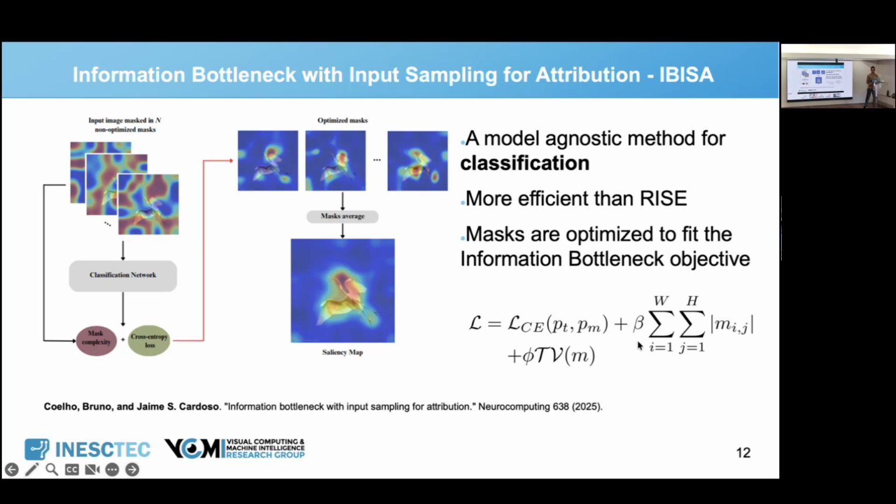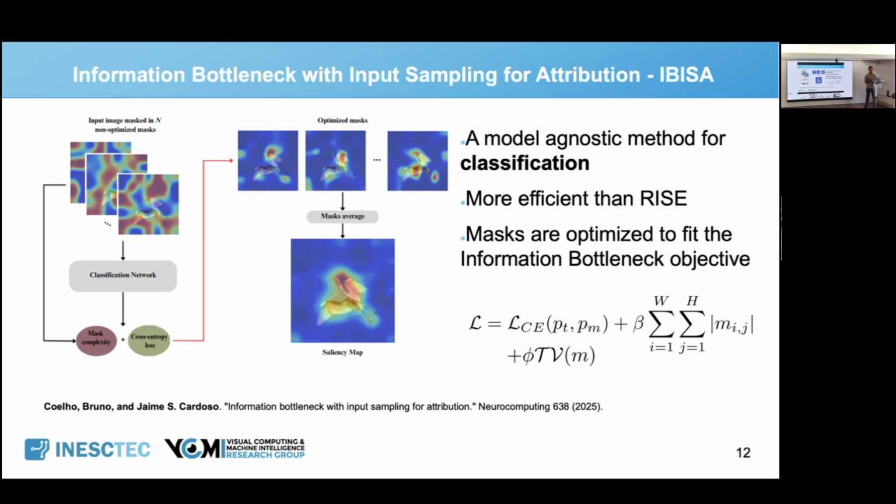So we are trying to make the masks as sparse as possible while we maintain the cross entropy loss. And you also add another term here, that is the total variation of the mask, to avoid them being localized in spurious locations. So that's basically it. You generate a bunch of masks, you optimize each of them, and by the end, you just average the optimized versions to get the final saliency.